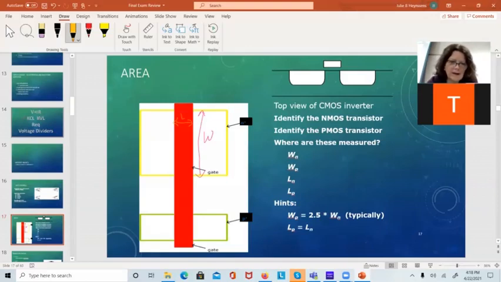This is an N+ diffusion. Poly over active defines my transistor. So this is the length of the NMOS transistor, Ln, and this is its width. I think this showed up on exam 1. And we've done enough layout now that you guys should be able to identify that pretty easily.